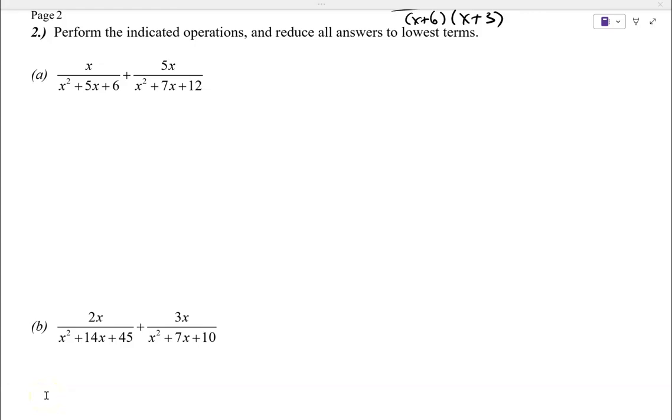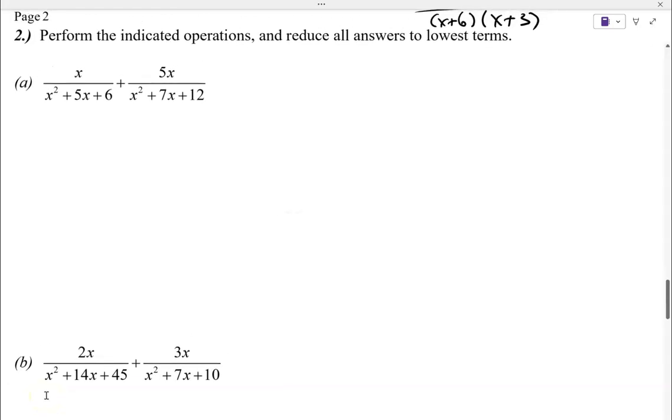Backside, I suppose. Or the second page, I should say. So let's look at this one together where we've got the x over x squared plus 5x plus 6, and then plus 5x over x squared plus 7x plus 12. What should we do first? When we want to add or subtract, what's the first thing we do? Factor everything we can, right?